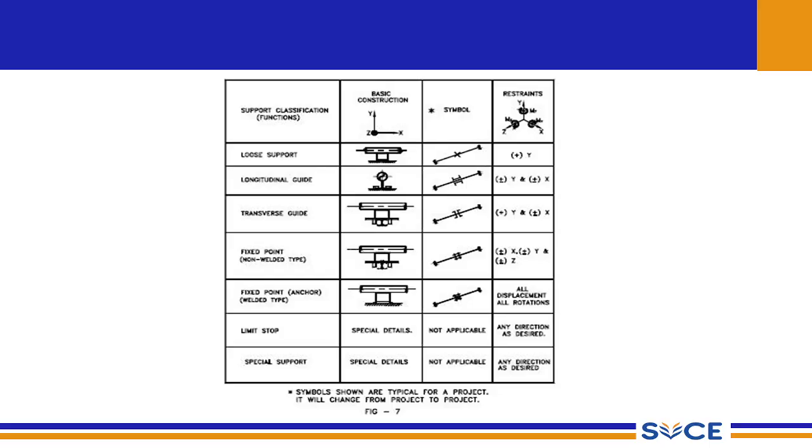Next is the fixed point anchor type, which may be welded. In the fixed point welded type, or when we are using an anchor support, we see that it restricts the movement along all the directions and all the rotations. So the pipeline cannot rotate, and it also restrains the movement in all the directions of x, y and z.